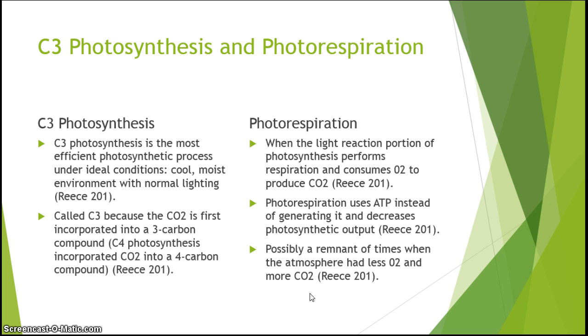C3 photosynthesis and photorespiration. C3 photosynthesis is the most efficient photosynthetic process under ideal conditions, which are cool, moist environments with normal lighting. They are called C3 because the CO2 is first incorporated into a 3-carbon compound. In C4 photosynthesis, CO2 is incorporated into a 4-carbon compound.